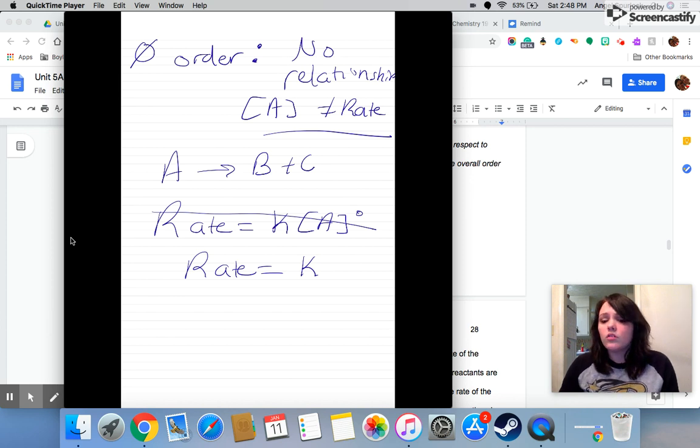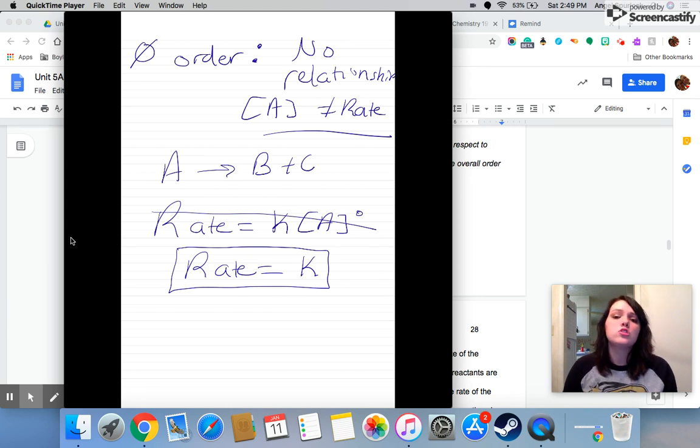And so here's our rate law if our only reactant is 0 order. Notice that the concentration of that reactant is not involved in our rate law. So it doesn't matter what the concentration of that reactant is. You can double it, you can triple it, you could increase it by a factor of 50, but the rate would stay the same because a 0 order reactant has no relationship with rate. It does not matter how you change it, nothing's going to happen.